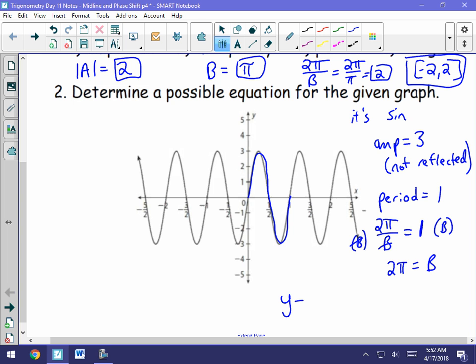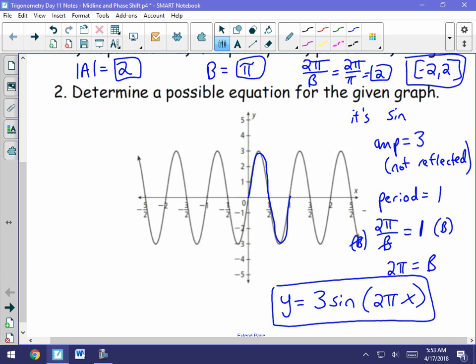So we could put that all together, and then we would get 3 sine 2 pi x. That's the equation that goes along with that graph. You could check it on your calculator, match the window, match the mode, but that's how you would put that together. Then I wanted to talk about this going from the period to the frequency, because that's going to come up again.